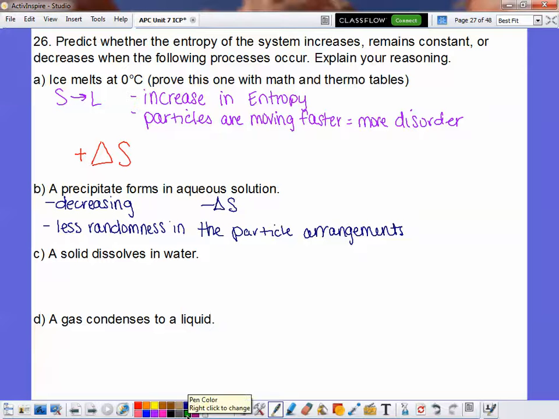All right, what about a solid dissolving in water? That is increasing. We're going from a solid to an aqueous. Like when I was talking about before with the precipitate, when we have two aqueous solutions, all of those particles are free moving. When something's in solid form, it gets locked up. So a solid dissolving is an increase of entropy, so it'd be a positive delta S. And like I said, now we've increased the randomness in the particle arrangements.